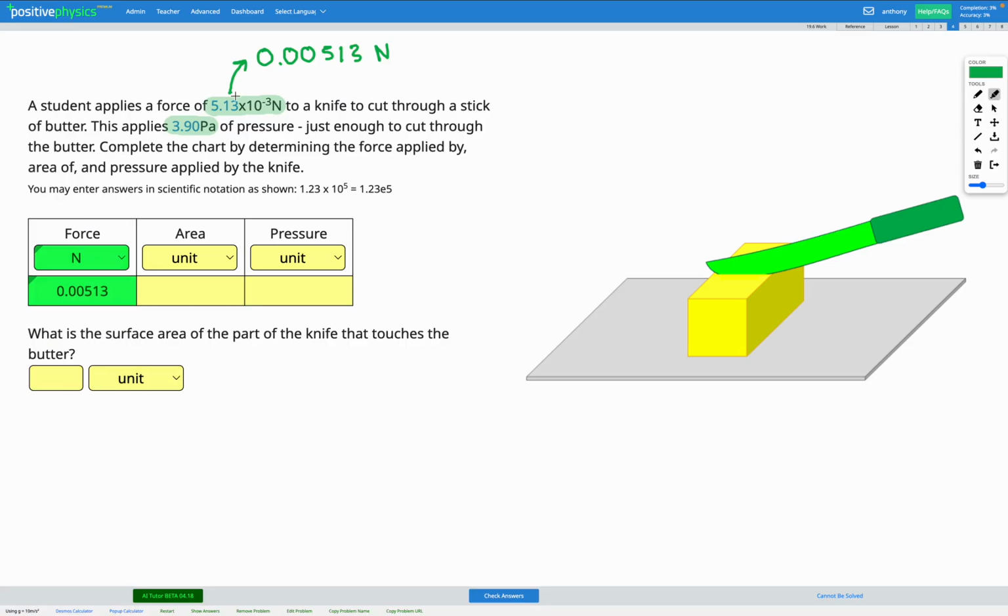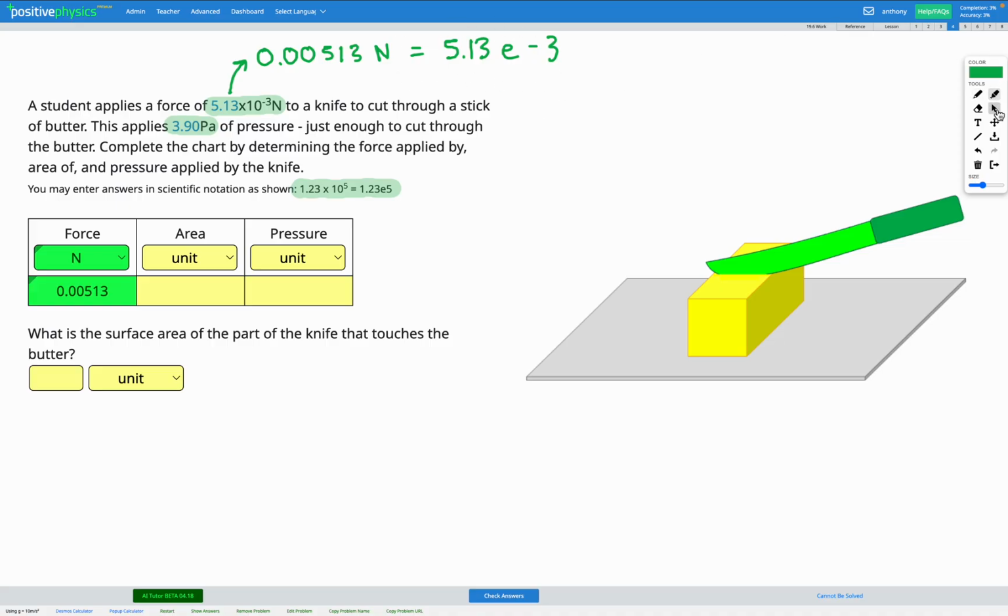I could also have written this directly in scientific notation in the answer box. We can see here the way we write scientific notation is using an E instead of times 10 to the power of. So this would be the same as writing 5.13 E negative 3 in the answer box.